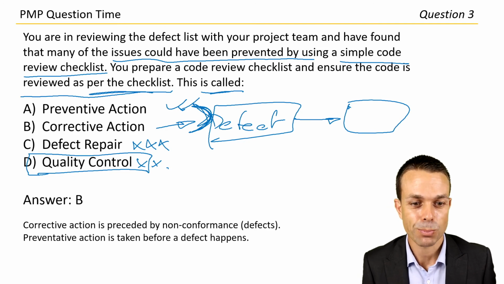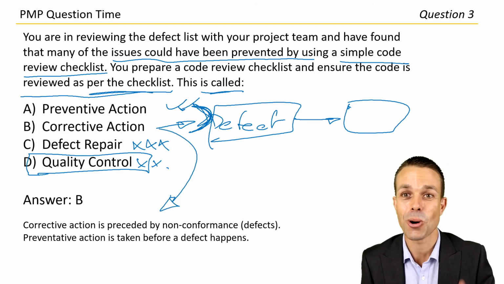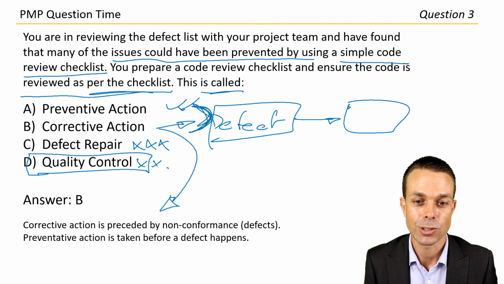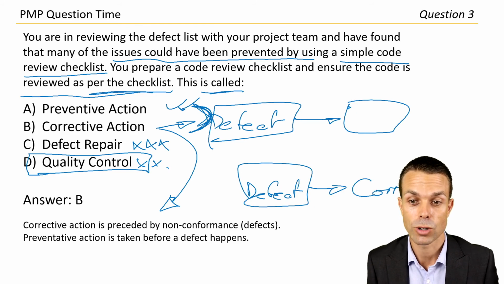Corrective action is preceded by non-conformance. So corrective action, if we're correcting, it means something has gone wrong. So that is what we're doing. So we get a defect. This is really good to know actually, isn't it? So defect, then we need to do corrective action. And so that's extremely important.